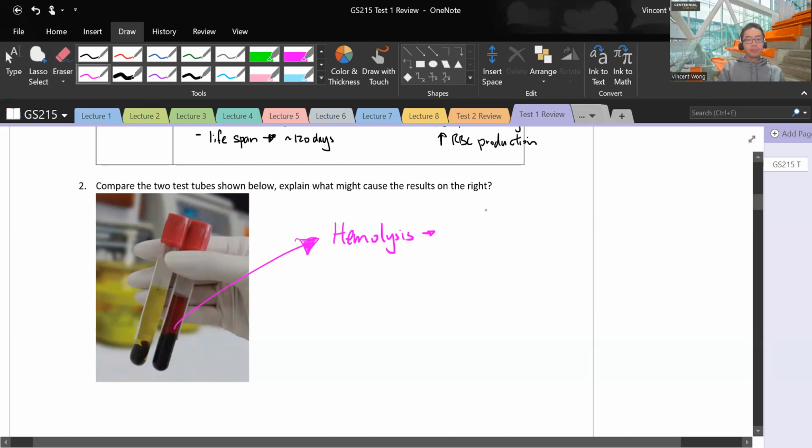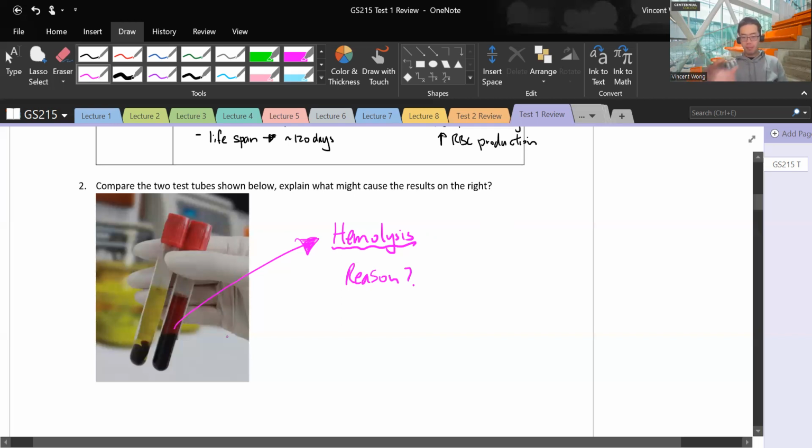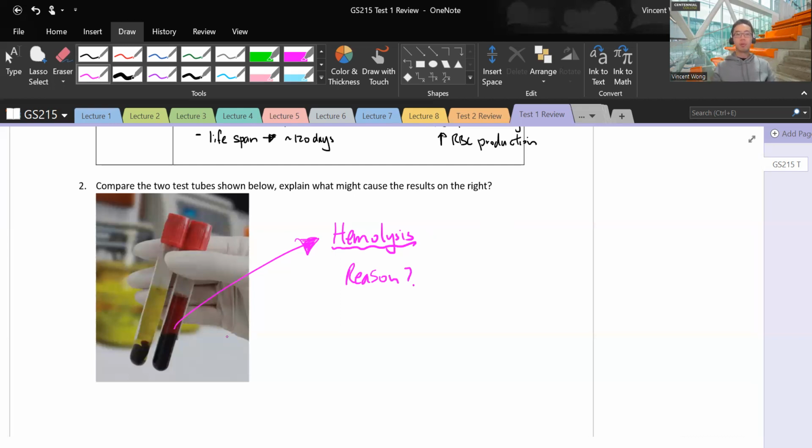Any guess? Reason. So that's the diagnosis, hemolysis. What are some reasons that would trigger hemolysis? Even though there are no short answer questions, right? I could give you this question as a multiple choice, right? I could list out different scenarios and you have to know which one is the probable one.